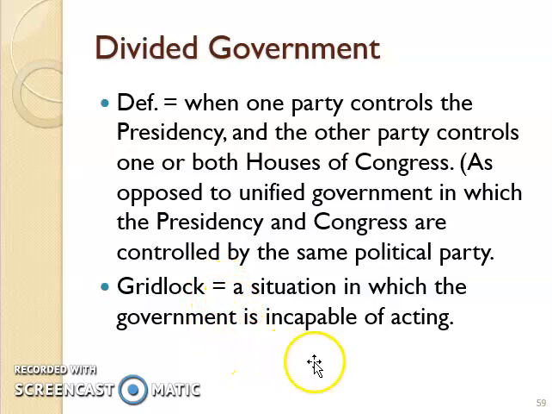One political study found that even in those most important cases, Congress is able to produce important legislation when there is divided government. For instance, the Marshall Plan was the plan to rebuild war-torn Europe after World War II. That was passed by divided government.